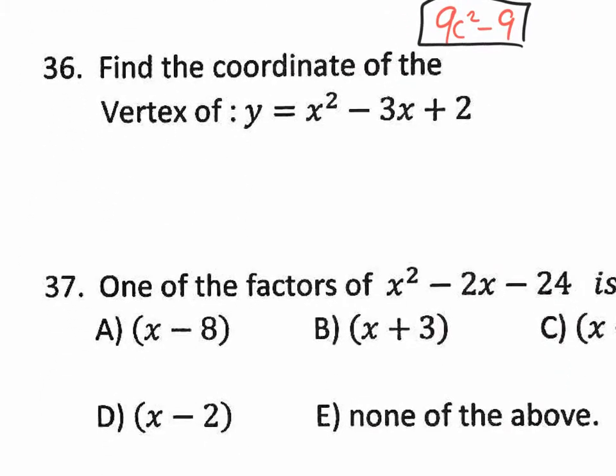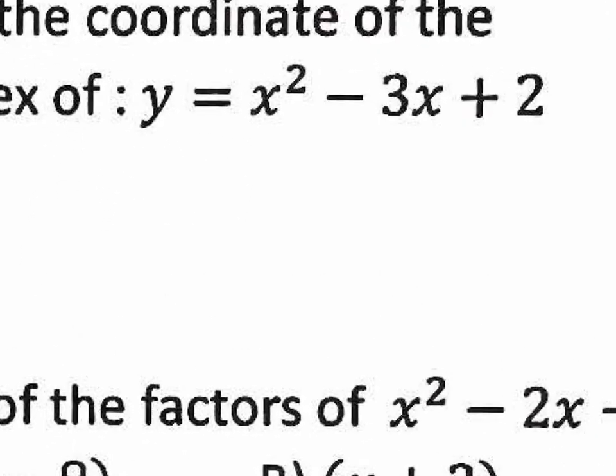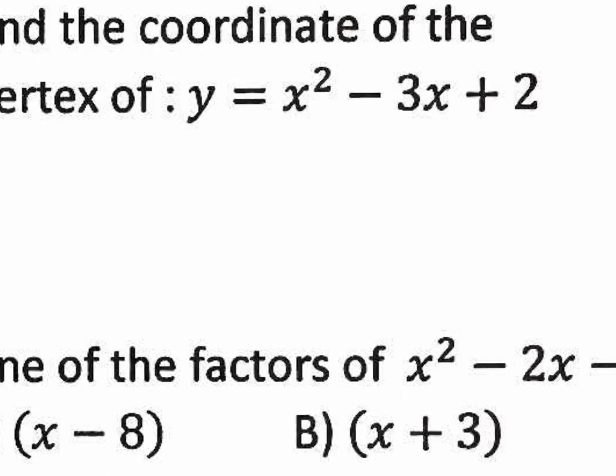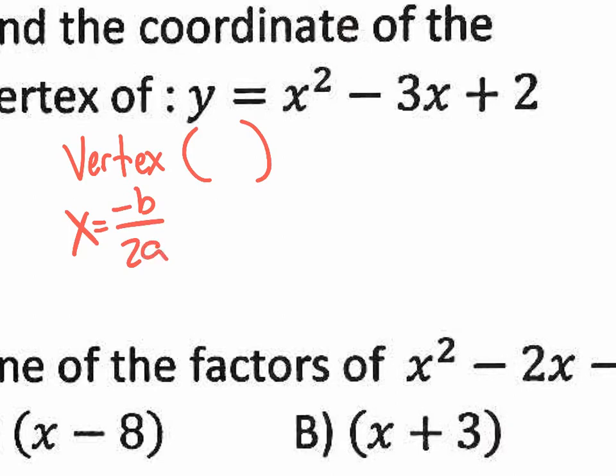36, find the coordinate of the vertex. Once again, this is in standard form. It's not in vertex form. So if it's in standard form, we should remember to find the vertex, we need the formula x equals negative b over 2 times a. And you need to know how to use the formula.